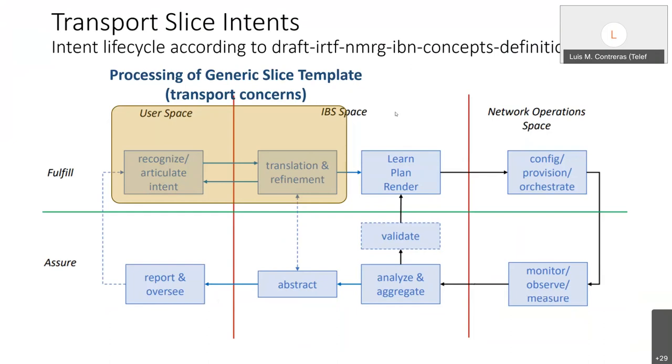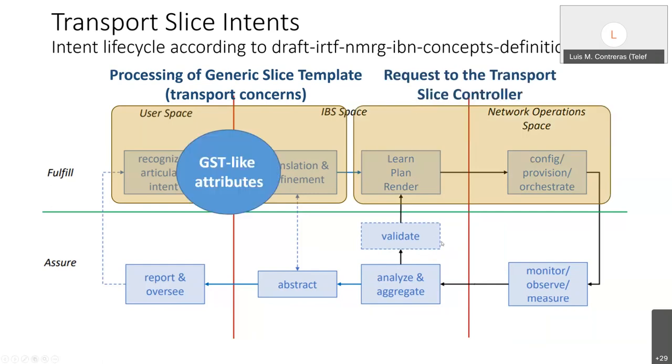When the customer, the vertical user, fills in and requests the transport slice, then there will be a process by the intent-based system in order to understand and to process the information of this slice template, and then apply them to the configuration of the network. So we will have somehow two processes here.